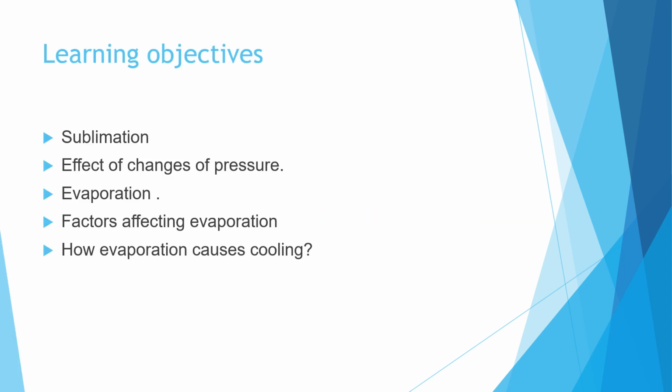So what are the learning objectives of today's lesson? Today we are going to learn about sublimation. We are going to learn about the effects of changes of pressure. What is evaporation? What are the main factors which are affecting our evaporation process and how evaporation causes cooling. So these all are the important things which we are going to discuss today.